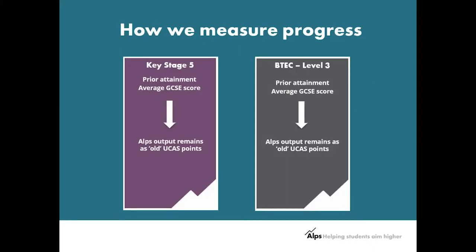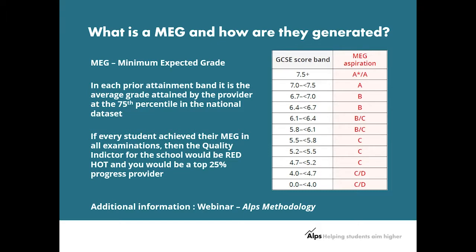Now, reminder, we're talking about progress from a start point to an end point, and at Key Stage 5 or A level, AS, A level and BTEC, that's about what did they get at GCSE and what have they come out with, so that's UCAS points. And we're looking at the journey that they've gone along that path. So again, another reminder, the minimum expected grades are the grades, or more importantly, the points that were achieved by the providers at the 75th percentile from the national dataset.